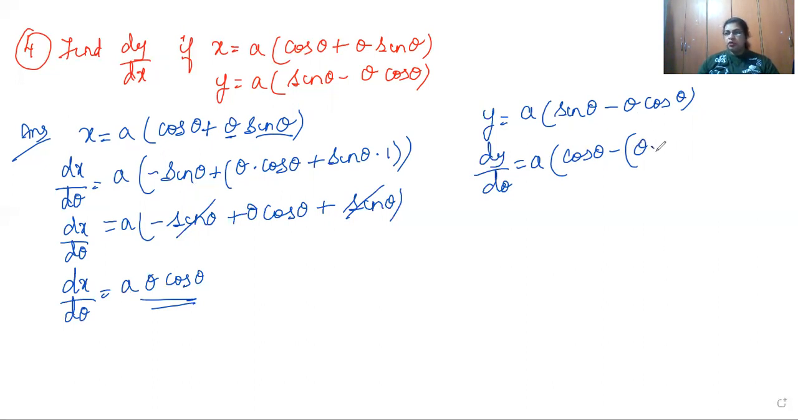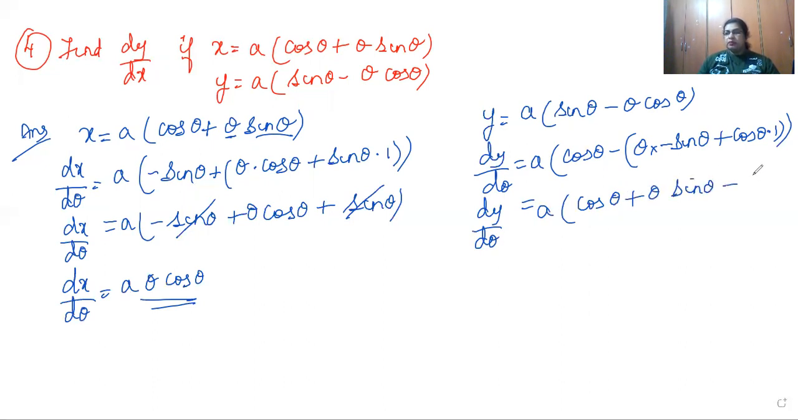So it is first term into derivative of second is minus sine theta plus the cos theta into derivative of theta is 1. Now open the bracket. So dy by d theta is equal to a into cos theta, minus into minus is plus theta sine theta, minus into plus is minus cos theta. If you don't put a bracket, then this term will not be cancelled. So therefore, dy by d theta, you are left with a theta sine theta. Okay, so simplification is over.